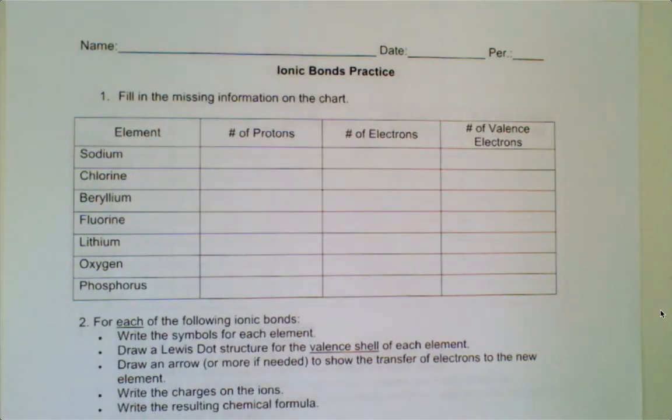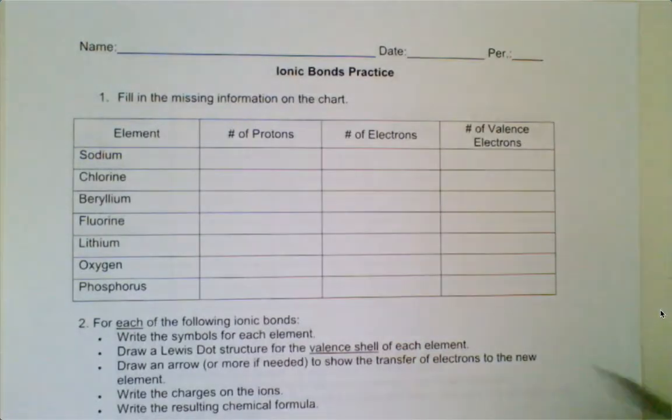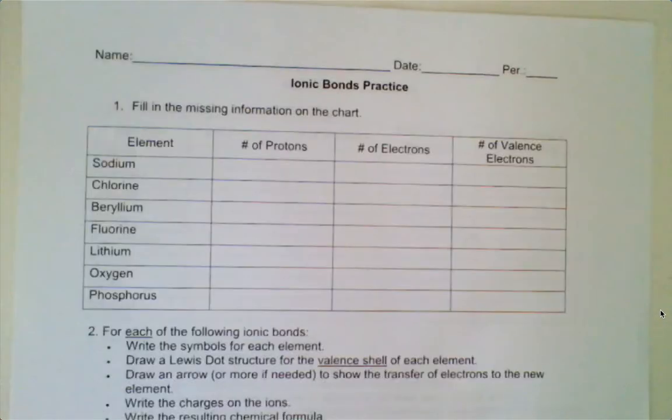When completing the ionic bonds practice sheet, what I would like you to do is to copy out the chart seen in question one, and I'd like you to fill in the table. So as you've done in a previous worksheet for the Lewis structures, you will be able to figure out how many protons, electrons, and valence electrons each element will have by consulting a periodic table.